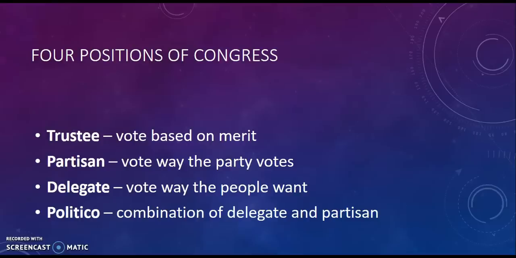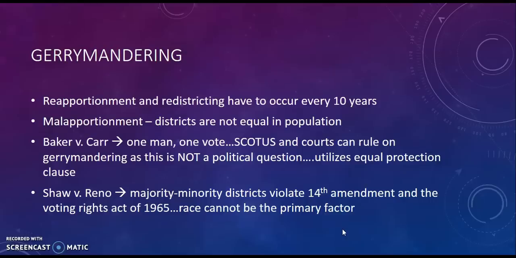Ultimately, there are 4 positions a congressperson can take. A trustee, you're voting on the bill based on merit. Partisan, you're voting the way that the party wants. You could act as a delegate, voting the way the people want, or a politico, which is a combination of both the delegate and the partisan.